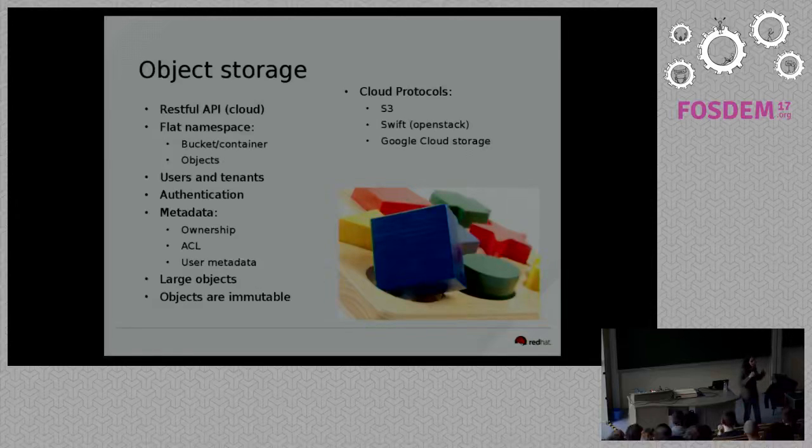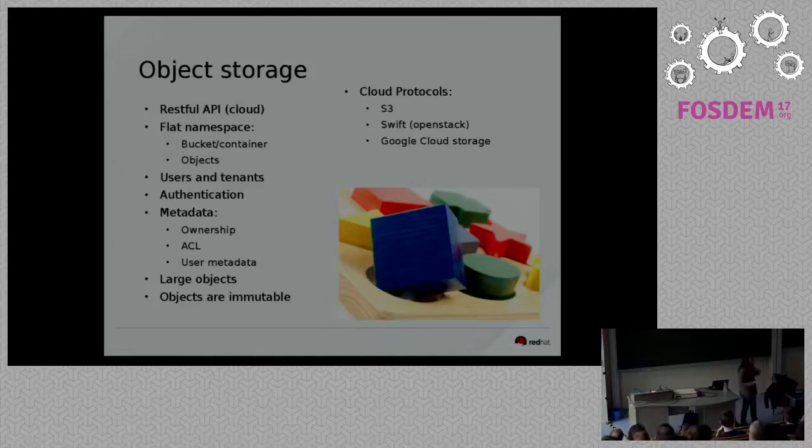And objects are not just data. You have a name, you can add all sorts of metadata. Some are fixed and some you can decide on your own. So you can later find them and know what's the data in them. You have users and tenants, which is like an umbrella for users to share the same data between them. You have authentication, ownership, access control lists. And we talk about large objects, really large.